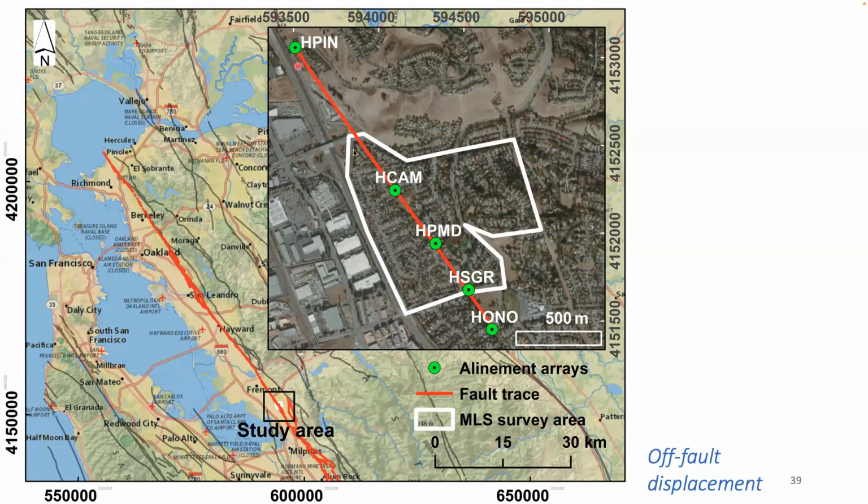So we have some really good ground truth along here on fault parallel displacement, or creep. And so this is a good study area. Our study area where we have MLS data is kind of this white square. And this was chosen because there's a lot of houses in there, so we have a lot of planar surfaces or urban markers that we can use to track displacement.